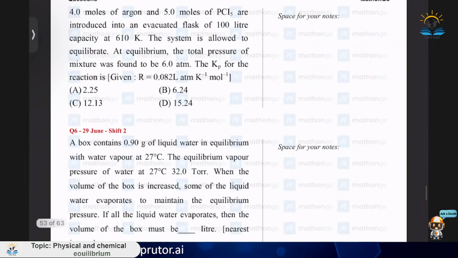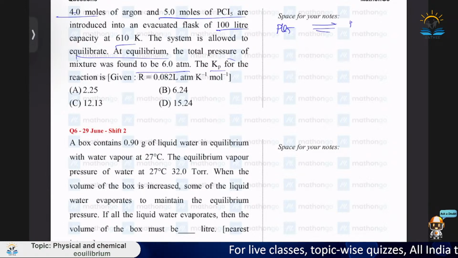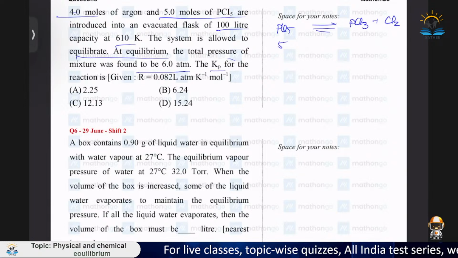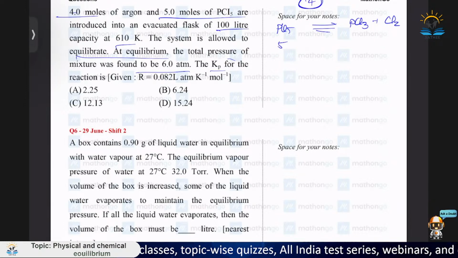Moving on, 4 moles of argon and 5 moles of PCl5 are introduced into an evacuated flask of 100 liters capacity at 610 Kelvin. At equilibrium, the total pressure is given. They are asking for Kp. So PCl5, PCl3, Cl2, initially 5, and 4 moles of argon are also there. At equilibrium, the pressure was 6 atm.